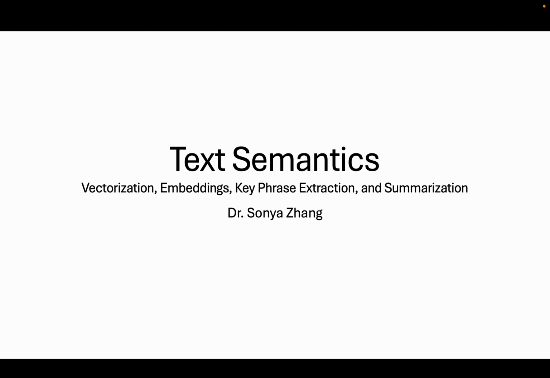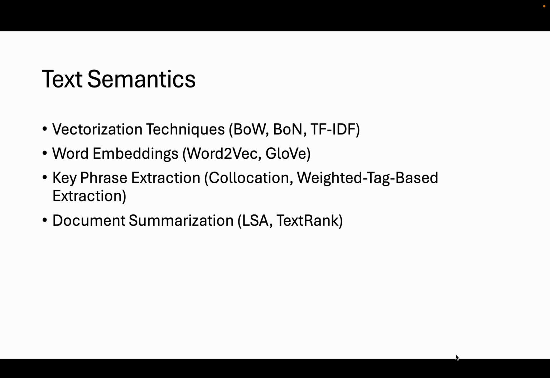In this lecture, we'll explore how machines interpret text, including vectorization, embeddings, key phrase extraction, and summarization. Vectorization techniques convert text into numerical representations, which are a foundation for understanding structure and semantics of text. Even though they're primarily focused on syntax features, they provide the basis for more advanced semantic analysis.